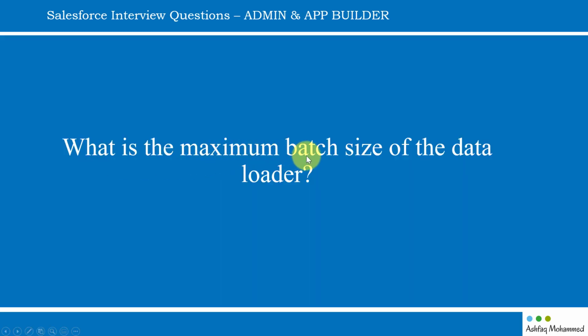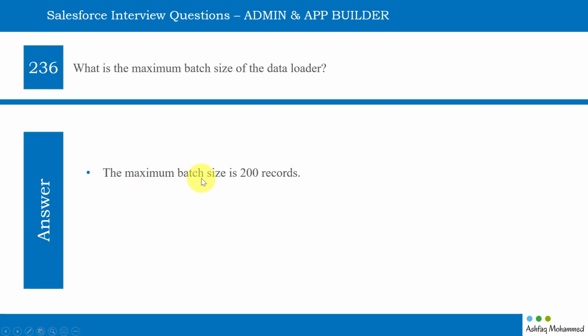What is the maximum batch size of the data loader? The maximum batch size is 200 records. Basically Salesforce inserts or processes data in batches, so it will create one batch of 200 records. That is the maximum batch size, 200 records. The maximum batch size is 10,000 if the bulk API option is selected. If you want to increase this, then we have to select the bulk API option, and then we can give a maximum batch size of 10,000.